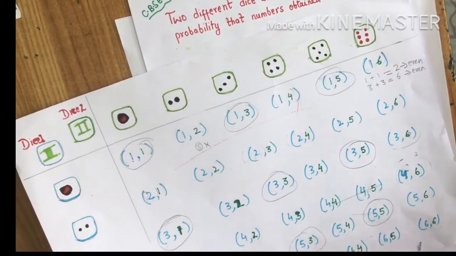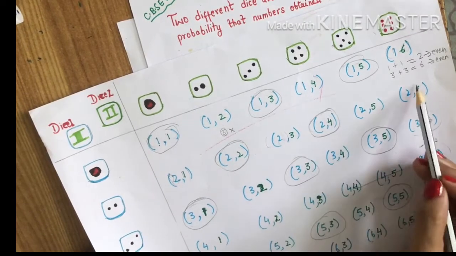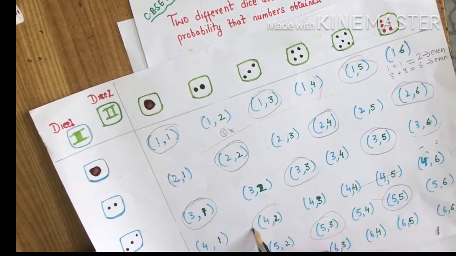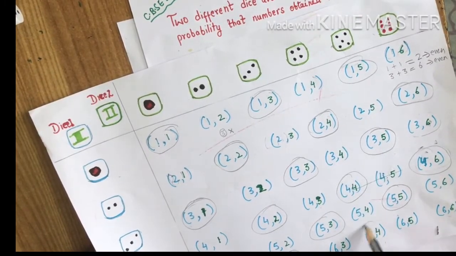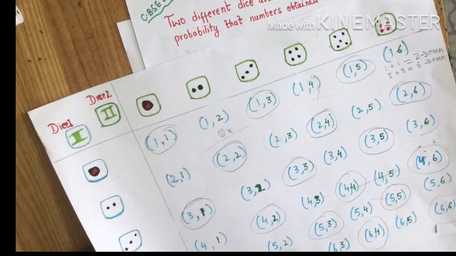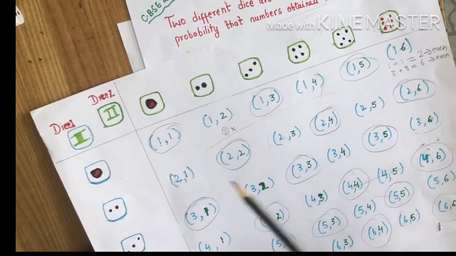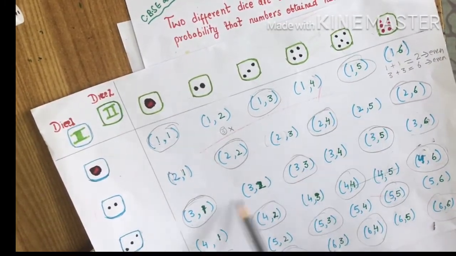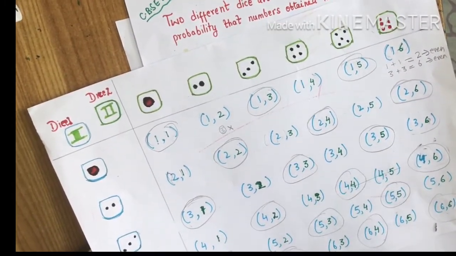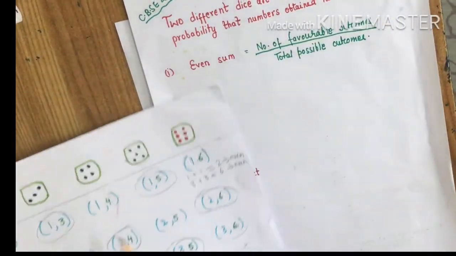Now we have to select those where both are even. So 2,2, 2,4, 2,6, right? Then we have 4,2, 4,4, 4,6, 6,2, 6,4 and 6,6. So I have encircled all the favorable outcomes. How many are there? We can count 1, 2, 3, 4, 5, 6, 7, 8, 9, 10, 11, 12, 13, 14, 15, 16, 17, 18.